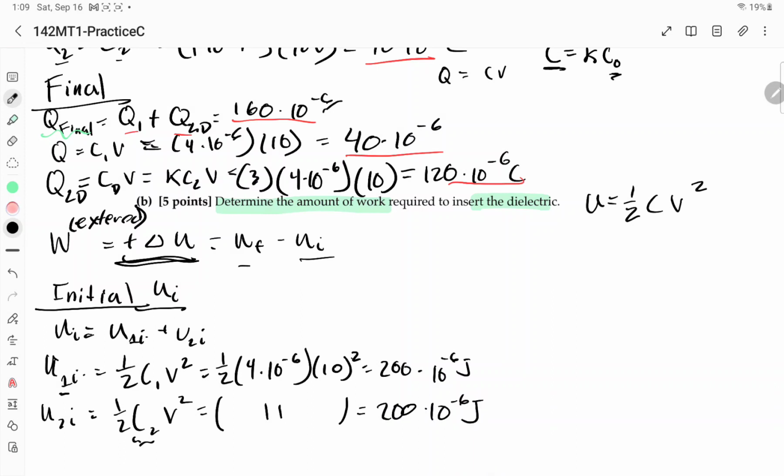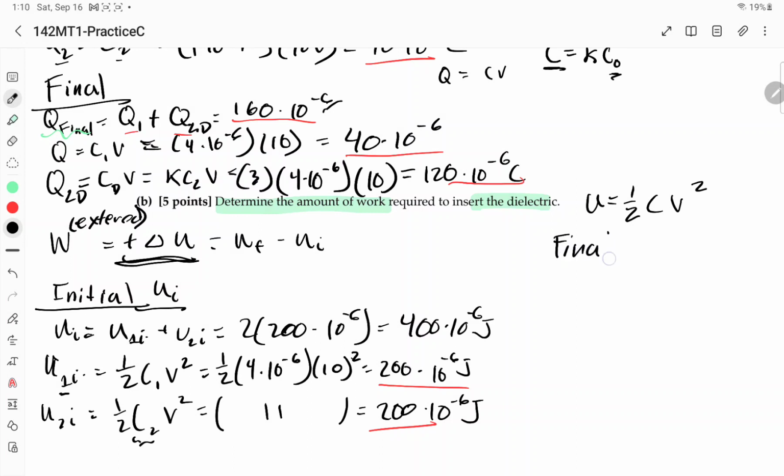So if we input these into what we know is the total initial, we get 2 times 200 times 10 to the negative 6 joules. So that's equal to 400 times 10 to the negative 6 joules. And remember, we want initial minus final, so we also have to find our final state objects. So if we go to final, let's do the same process. We know we have to find the total final.